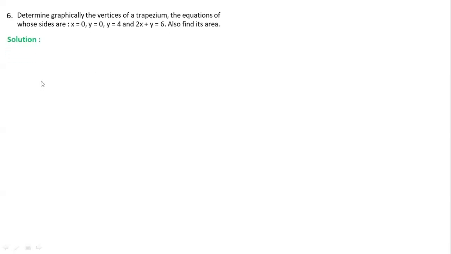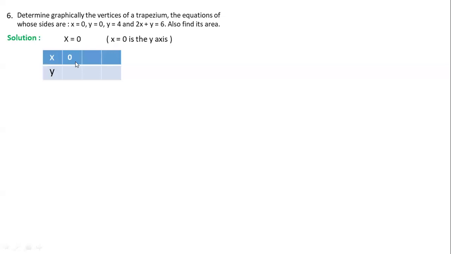So let us see. X is equal to 0. What do you mean by x is equal to 0? X is equal to 0 means it is the y-axis. So I draw the graph, I write x and y. Now x is 0, finish. The value of x does not change, it is fixed.